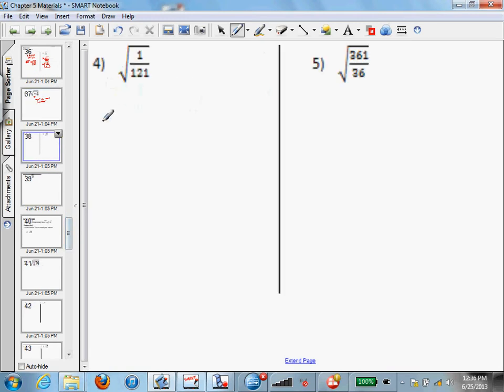Looking at one like number 4, again, let's break down that fraction by breaking down the square root. So we broke it into the numerator being square root of 1, and that's just going to be 1. And then square root of 121, two numbers that multiply together to give you 121 would be 11 and 11, or 11 squared. So the square root would be 11.